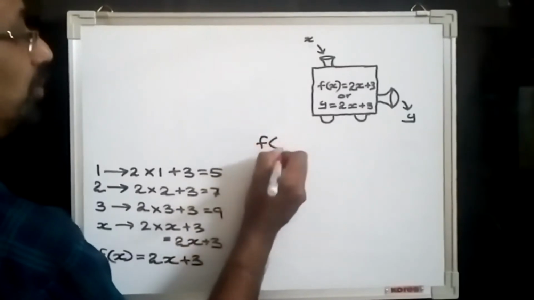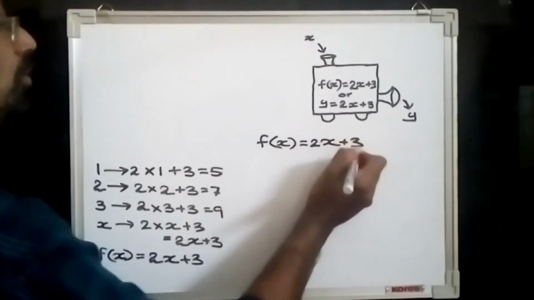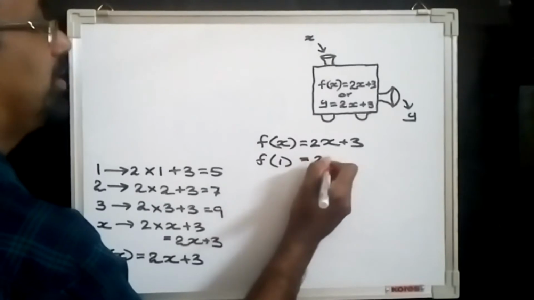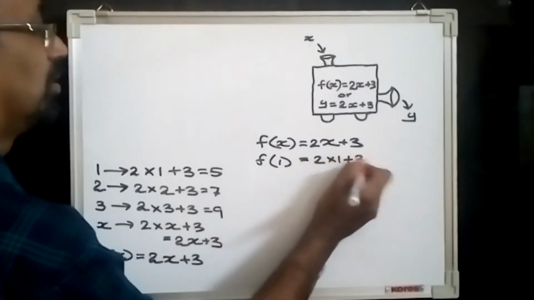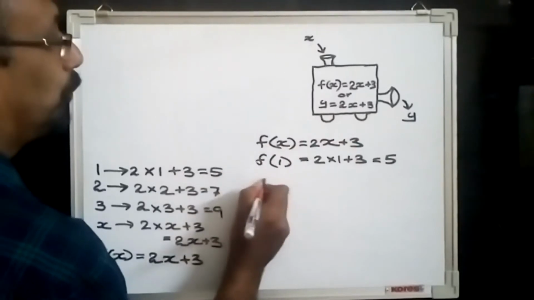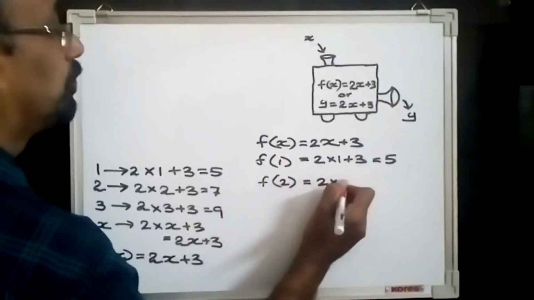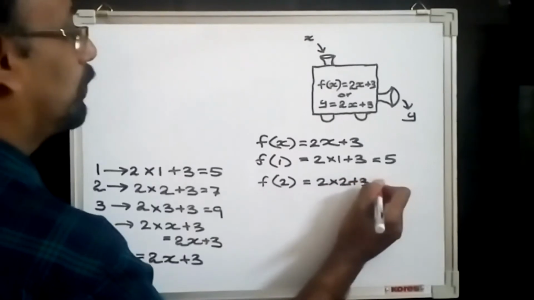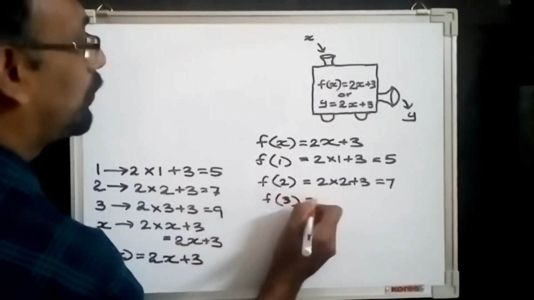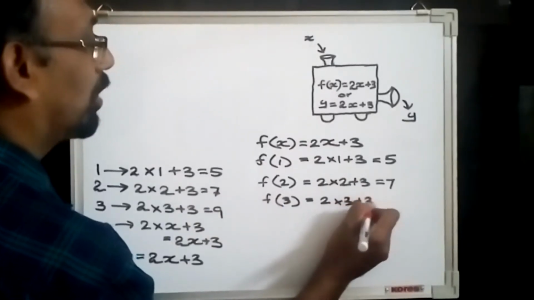When f of x equal to 2x plus 3, f of 1 equal to 2 into 1 plus 3 equal to 5. When x equal to 2, we have f of 2 equal to 2 into 2 plus 3 equal to 7. And when x equal to 3, f of 3 equal to 2 into 3 plus 3 equal to 9.